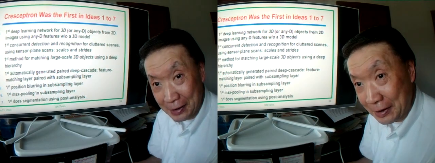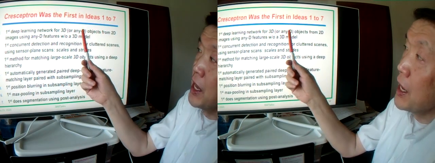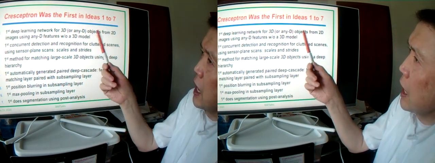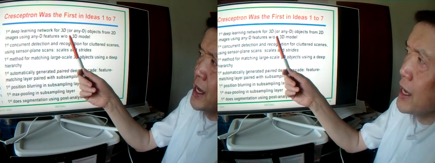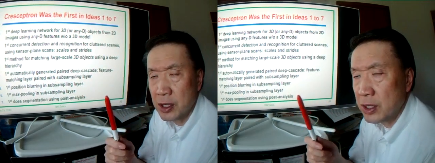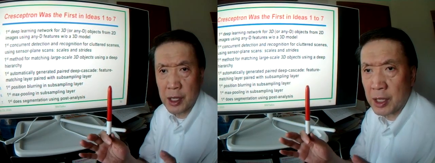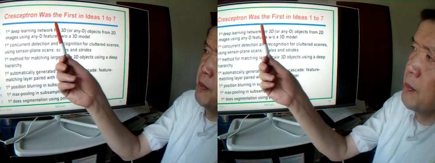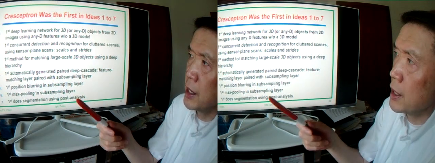Number 1 new idea is a deep learning network for 3D or any-D features, any dimensional features. Basically, it learns features of 3D objects from 2D images using any-D features without a 3D model. So the key idea is that we learn the 3D world without even a model. We don't really need to have a monolithic model of an object like a face or head. Many people started to do this later without even citing Cresceptron. I will talk about that later.